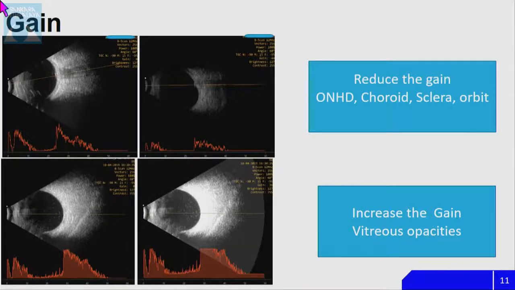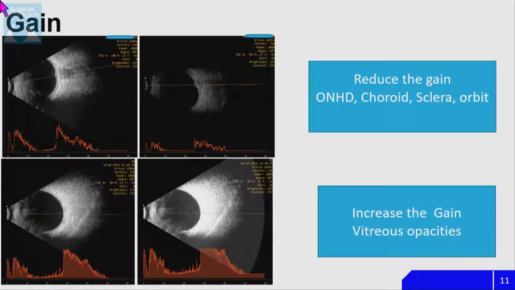So the gain. What is the gain? It is a unit of relative amplification. Actually, it is a sensitivity setting which is expressed in decibels. Changing the gain does not change the intensity of the reflected echo. It is very important to understand this. We are not actually changing the echo of the tissue by changing it. We are just changing what is displayed on the screen.